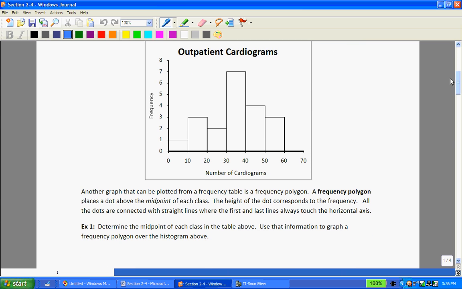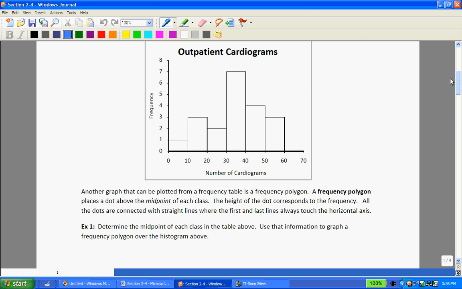So another graph that can be plotted from a frequency table is what's called a frequency polygon. A frequency polygon places a dot above the midpoint of each class. The histogram is based on the class boundaries, but a frequency polygon will be based on the midpoint. The height of the dot corresponds to the frequency, just like the height of the bar, and all the dots are connected with straight lines, where the first and last lines always touch the horizontal axis.